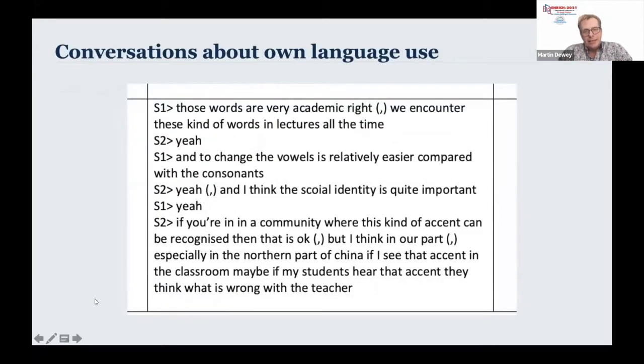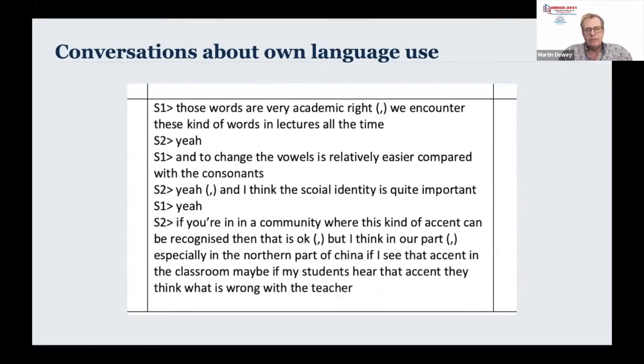All right, and here's a very short extract from a recent conversation that two of my students had in response to this question of their own accent. And both of these students are enrolled on an MA program at King's College London, and they're both from China, different parts of mainland China. And they have a conversation both about the different ways they have of pronouncing English and the different ways they have of speaking in Chinese.